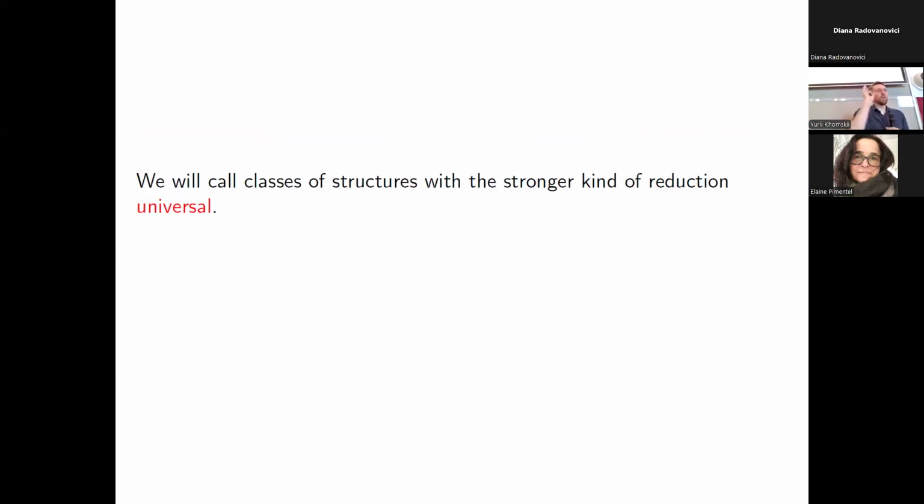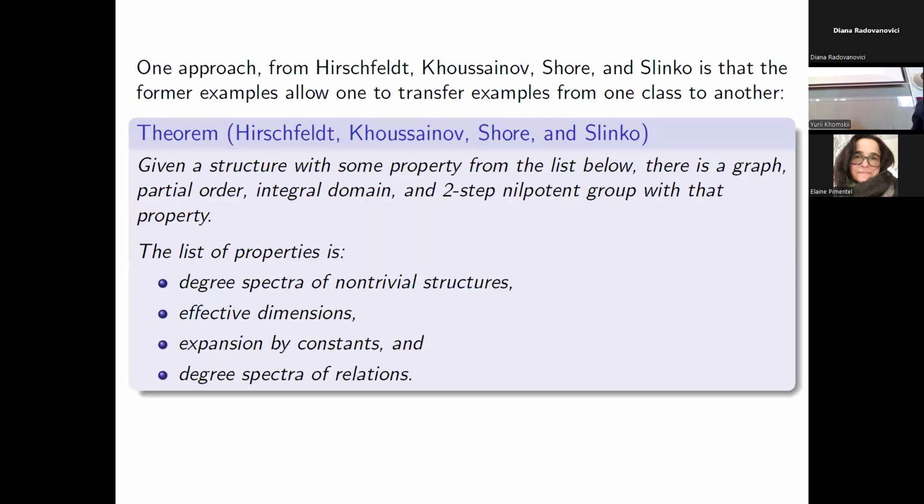So the first kinds of structures where it's really the stronger kind of reduction, we're going to call that kind of behavior universality. But there's a bunch of different things you could formally mean by this. So here's a little history of what people have meant by this over time. Maybe one of the first papers that really laid this out is this paper of Hirschfeldt, Khoussainov, Shore, and Slinko. You shouldn't have to read the whole thing. Maybe just read the first sentence unless you're a computable structure theorist.